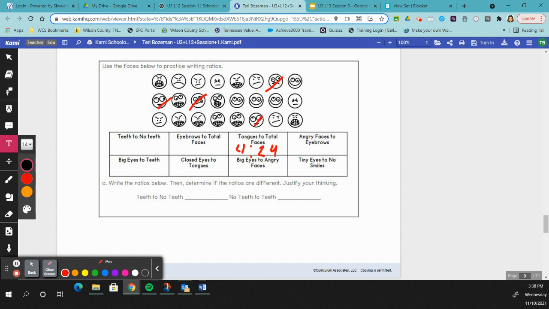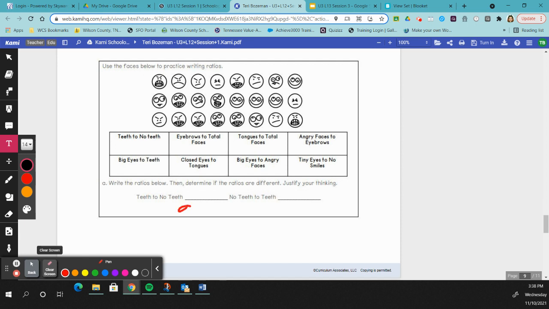And you would just keep going with this, finding the ratios for each of these: angry faces to eyebrows, big eyes to teeth, etc. So you can do that part on your own. And if you have any questions, please reach out and ask. But our next section here in this A question, it says write ratios below.